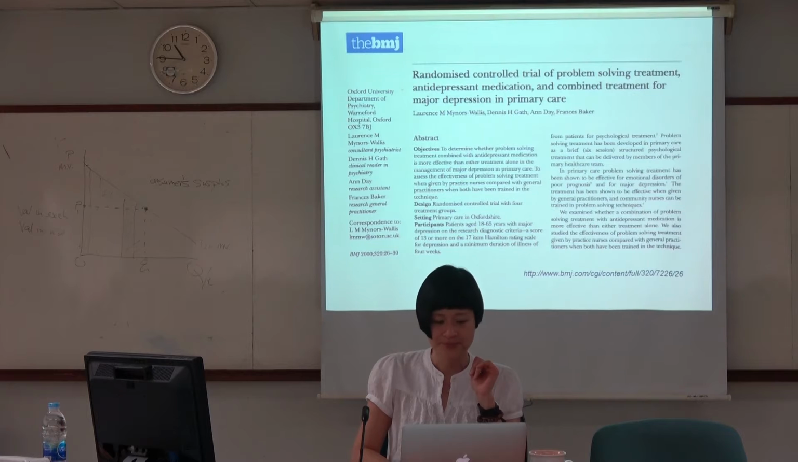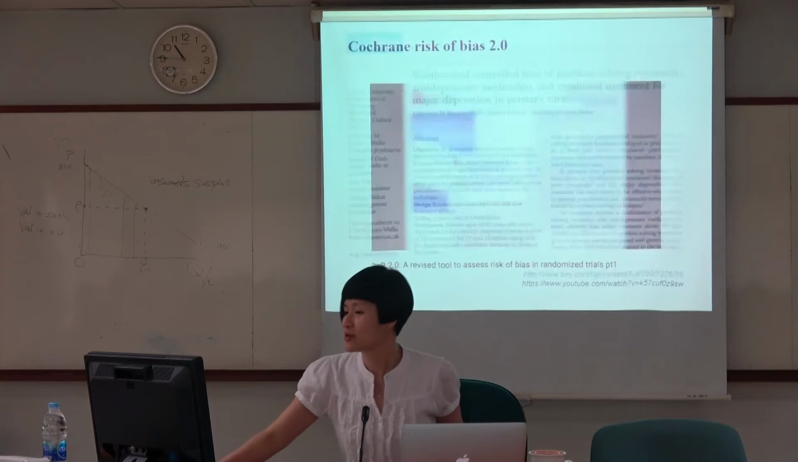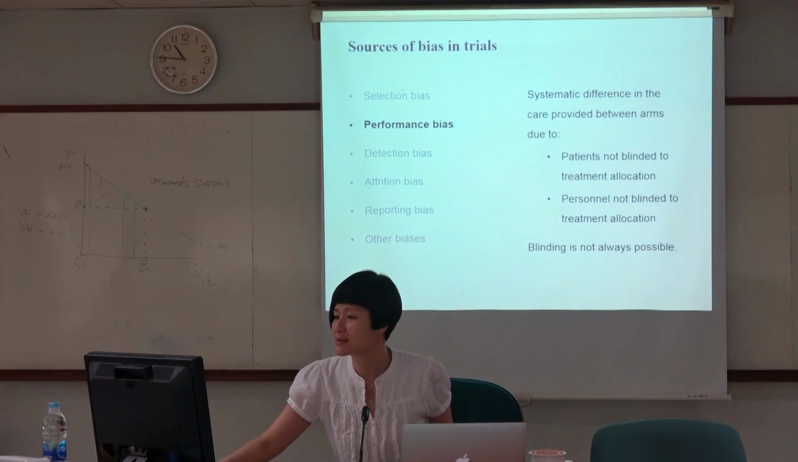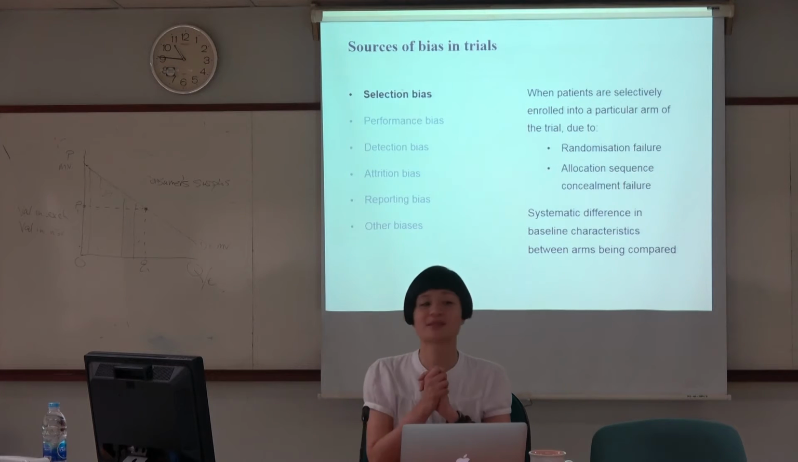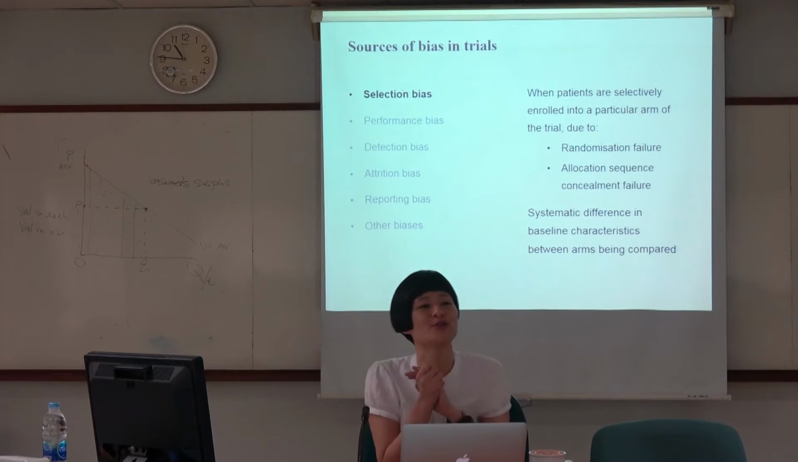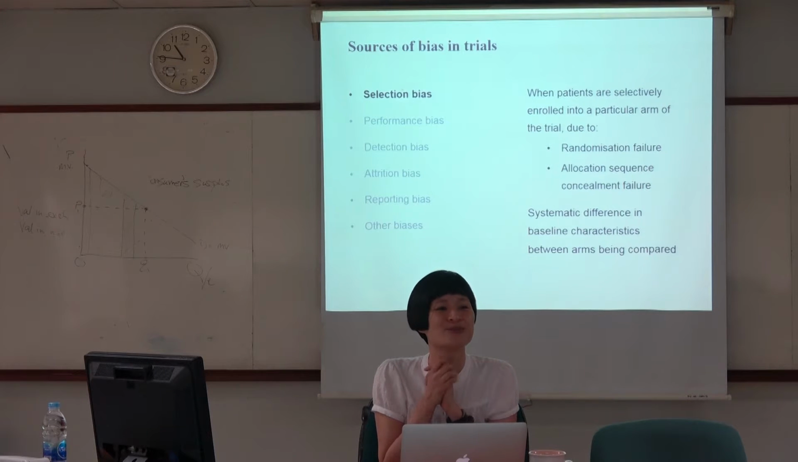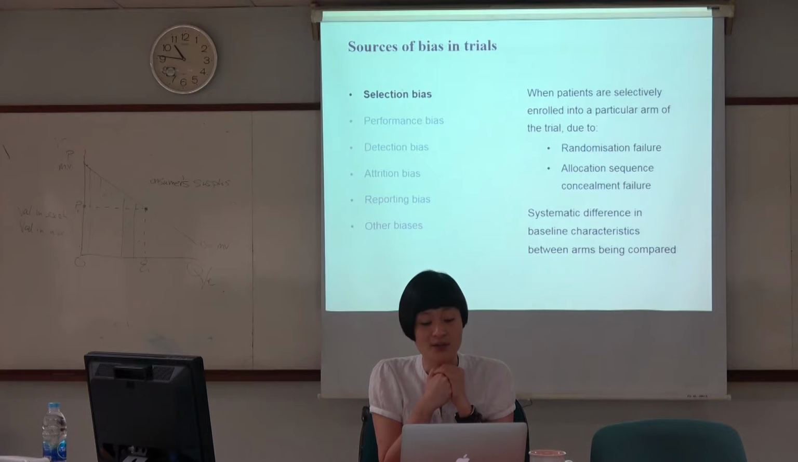So the first domain is on... Let me just put up the slide. Okay. So selection bias. This is about randomization. I'm going to go to that group because I know that you've been discussing randomization. So what's your judgment on randomization? For selection bias, what was your conclusion? Is it high risk of bias, moderate or low risk of bias? Low risk. Okay, so how did you come to this conclusion?